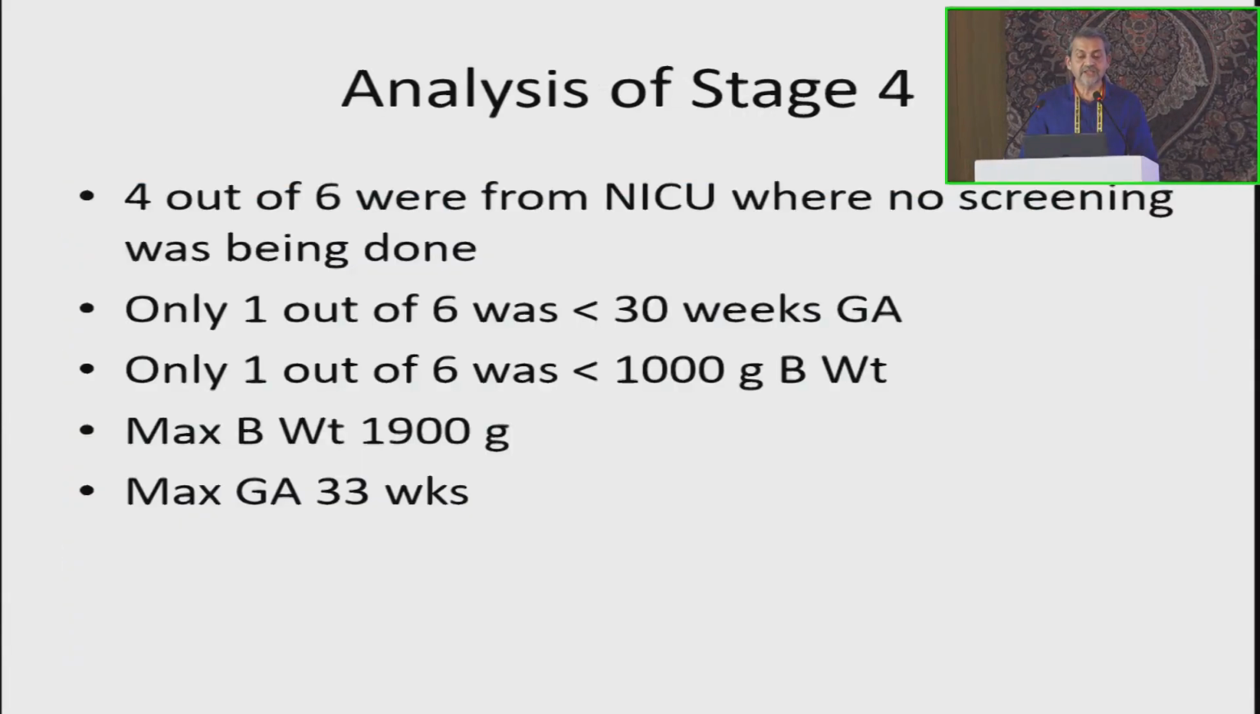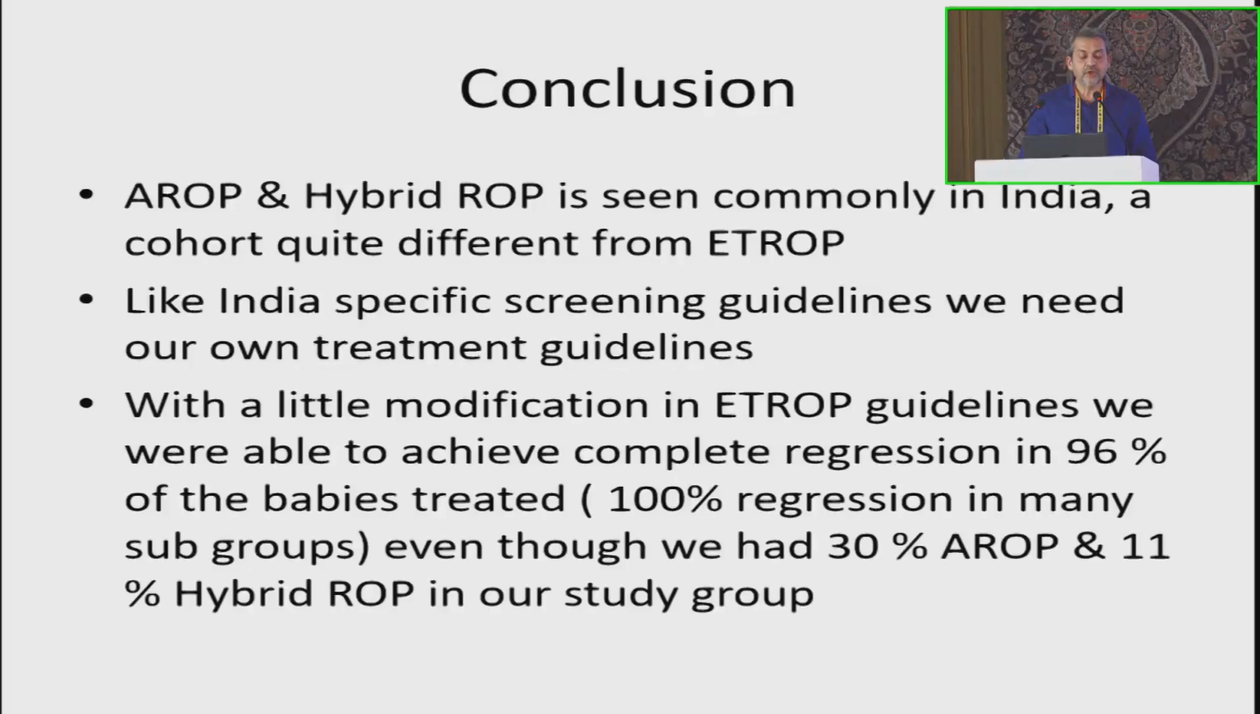And this is the analysis of stage 4: 4 out of 6 babies are from NICUs where no screening was being done, and it is a myth that stage 4 would be seen only in very small babies, because here only one baby was less than 30 weeks of gestation and only one less than 1000 grams of birth weight. So the conclusion is that AROP and hybrid ROP is seen commonly in India. It's a cohort quite different from early treatment ROP guidelines. Like India specific screening guidelines, we need our own treatment guidelines also, and with a little modification in ET-ROP guidelines, we can really give very, very good results, 96% in our series.